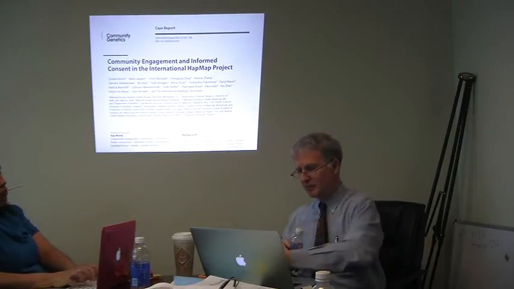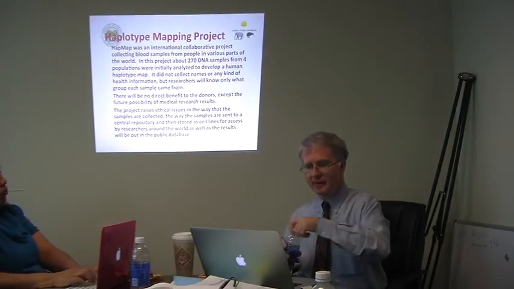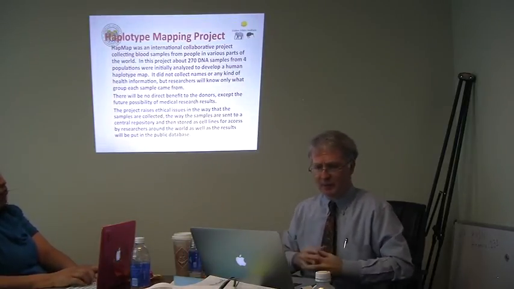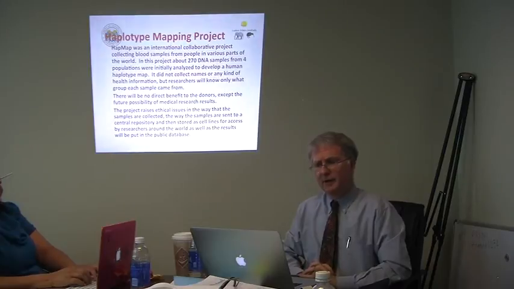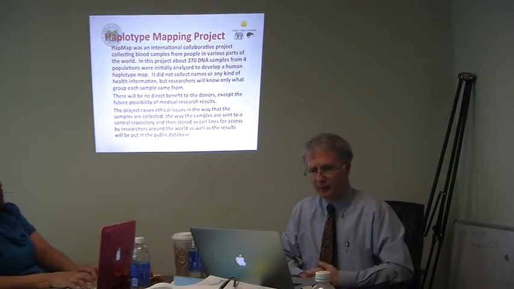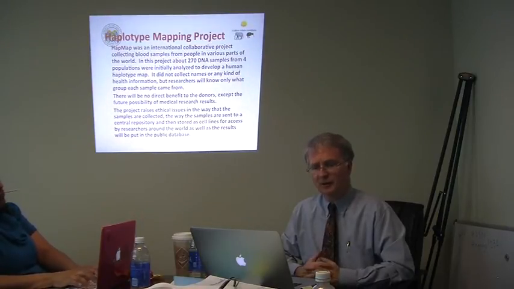Now, what was the HapMap Project? HapMap was an international collaborative project collecting blood samples from people in various parts of the world. In this initial project, there were 240 DNA samples from 4 populations initially analyzed to develop a human haplotype map. It did not collect names or any kind of health information, but researchers will know only what group each sample came from. There will be no direct benefit to the donors except the future possibility of medical research results in general.